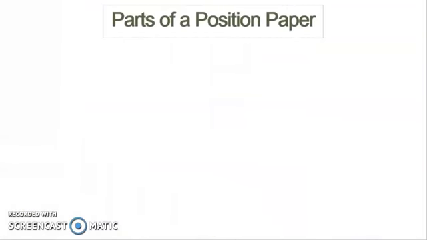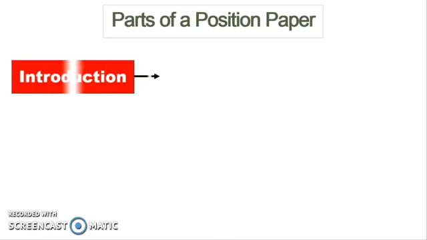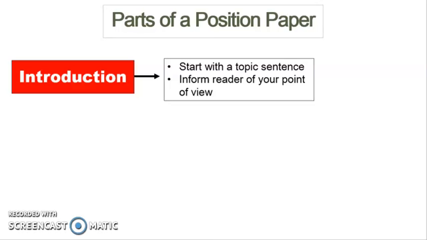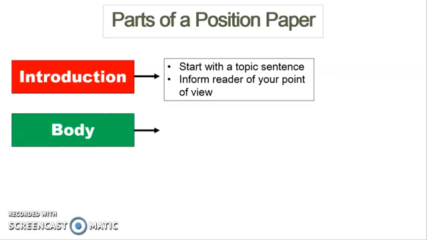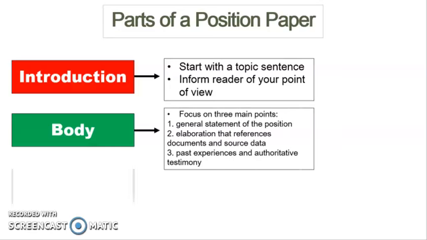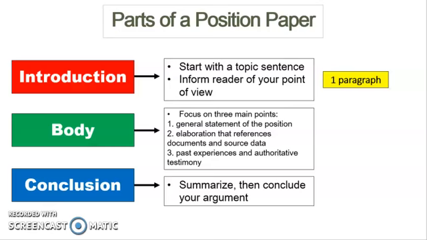Now let's get to know the parts of a position paper, or what it looks like. First, we have the introduction. In the introduction, you start with a topic sentence that attracts the attention of the readers and summarizes the issue. Next, inform your reader of your point of view. You introduce your topic with a little background information, and build up your thesis sentence, which asserts your position. Then, this should be in one paragraph. Okay? That's for the introduction.